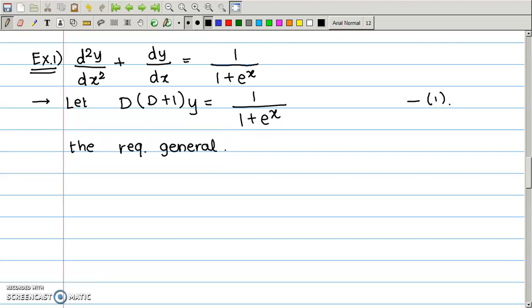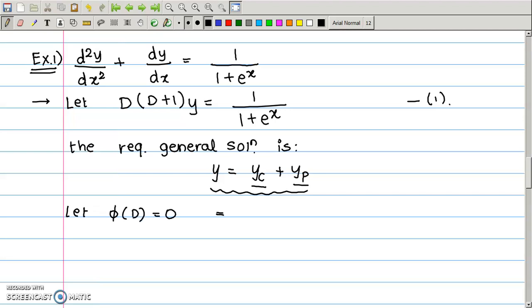Then the required general solution will be y equal to complementary function plus particular integral. So we have to find the complementary function as well as the particular integral. First, we take the auxiliary equation equal to 0. Our auxiliary equation here is d into d plus 1. When equated to 0, we get two distinct real roots. First one is d is equal to 0, second one is d is equal to minus 1.